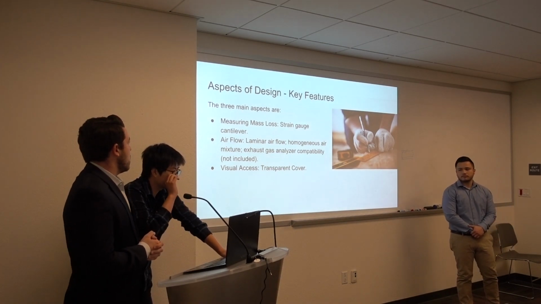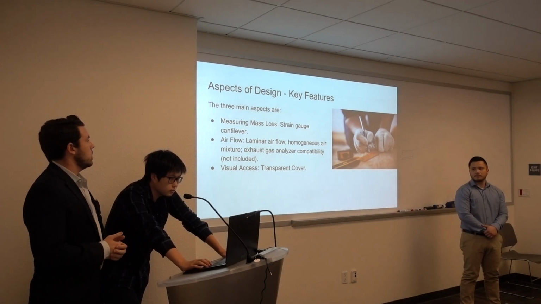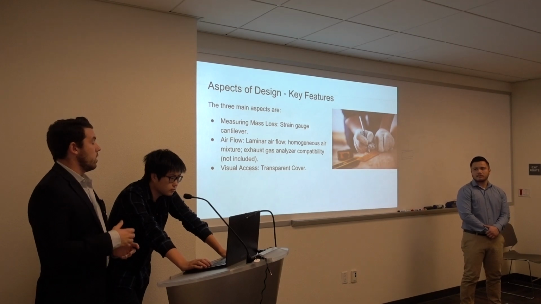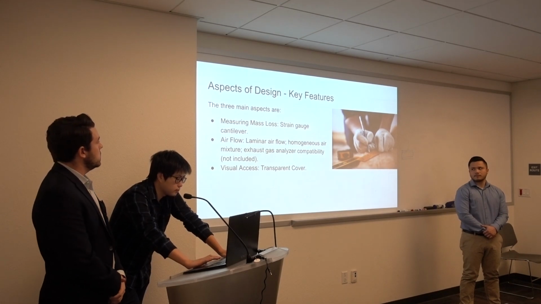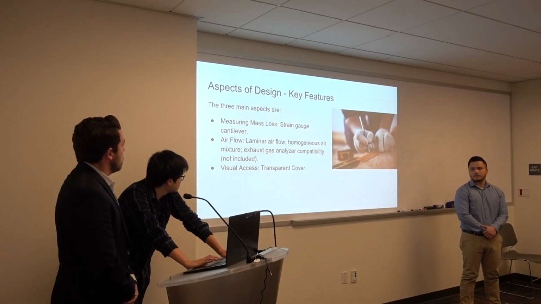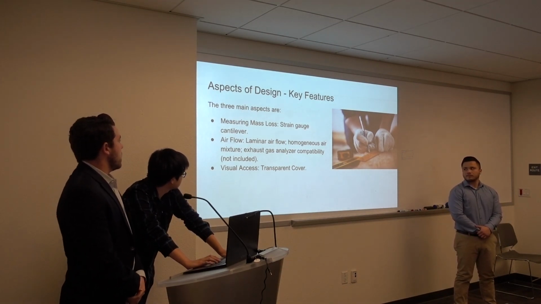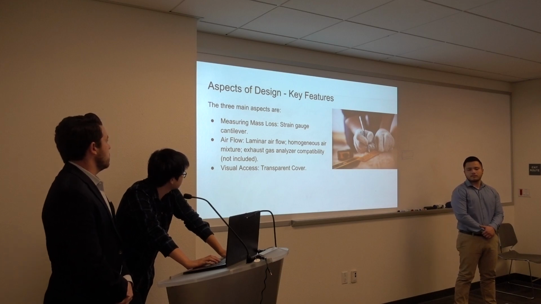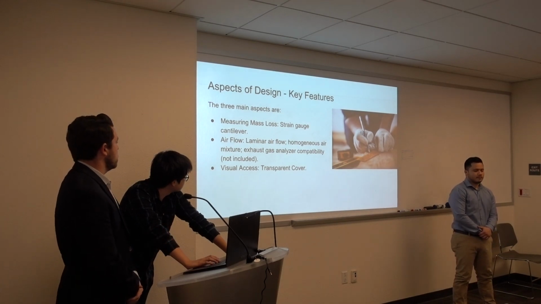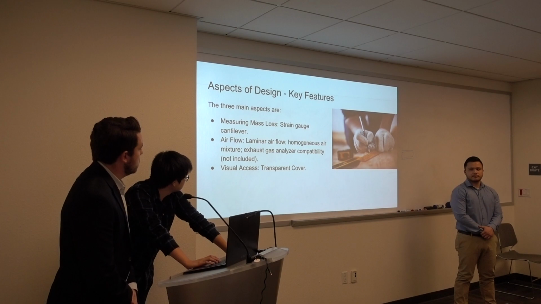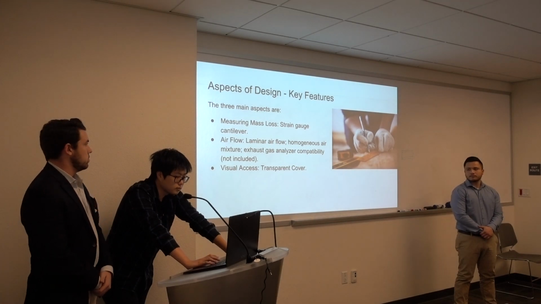Some key features: we'll have a scale and a strain gauge, or 2 strain gauges, to be able to measure the water that will be melting once the methane hydrate is combusted. We'll also measure the actual weight of the methane hydrate sample. We also have to have a steady, constant laminar flow to give enough oxygen to be able to combust the methane hydrate, and a transparent cover to be able to see what's going on.